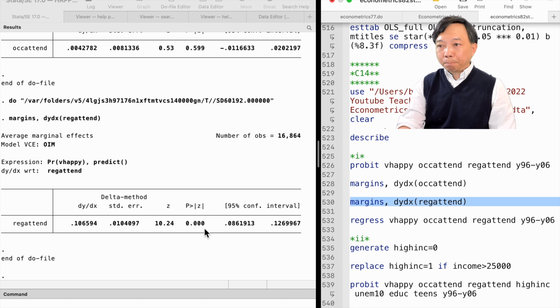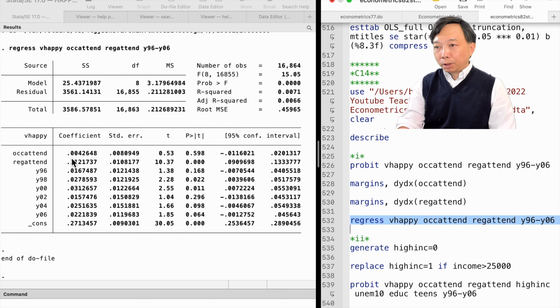For the linear probability model, we use the regress command. The coefficients on the variables in the linear probability model are the average partial effects. The average partial effect of occasionally going to churches is close to that of the probit model and insignificant at any reasonable level. The average partial effect of regularly going to churches is 0.112, slightly higher than that of the probit model and significant at the 1% level.